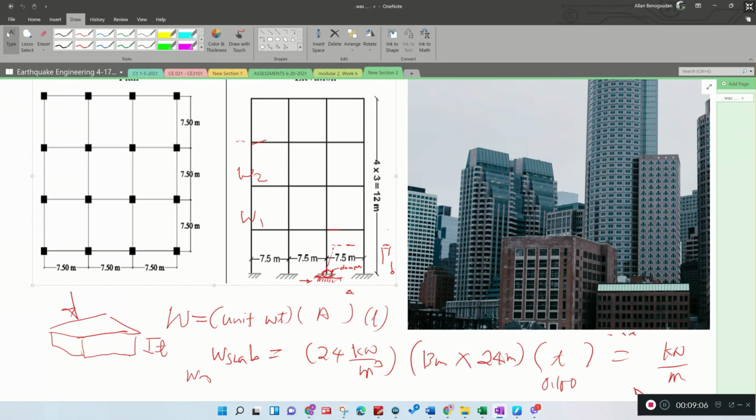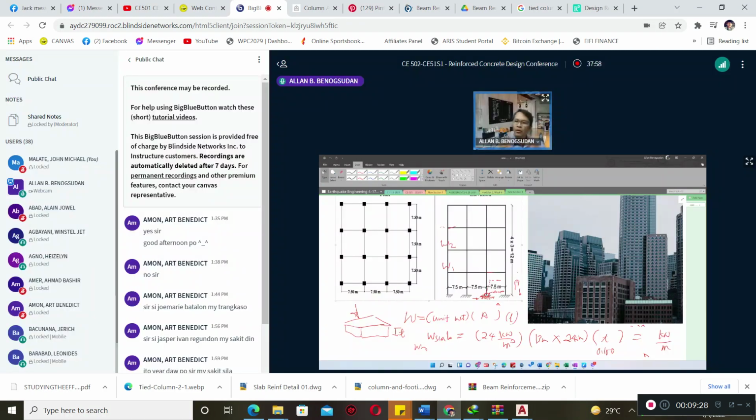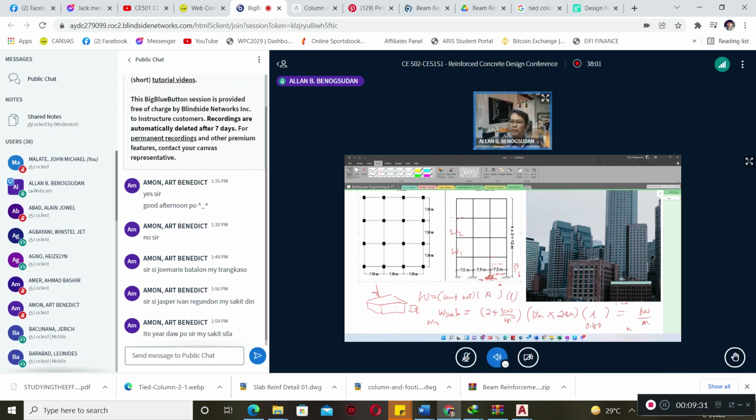It would be better if you can also create or develop your own method, just like what I did with you. I can give it to you, but please, again, create your own method. For example, if you are going to compute for one way, we start from beams.